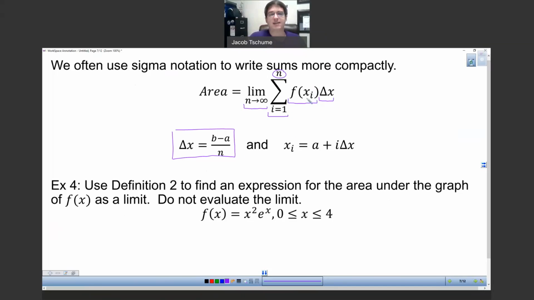X sub I is not just going to be a common x. You have to then substitute an x sub I variable in, which would be your a value, which is the beginning of your interval, plus an I, which is the I value here, multiplied by the delta x that you're trying to do.